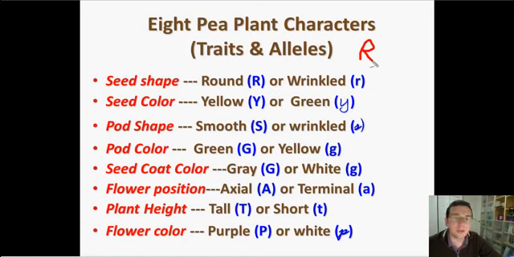But what if wrinkled was discovered first? Then instead of using R, he would have used W, right? So just keep that in mind. Now, what about capital versus lowercase? Typically, we use capitalized letters first and then lowercase letters second. That means you're always going to put the dominant first.